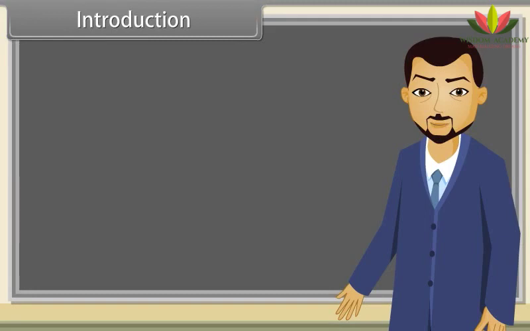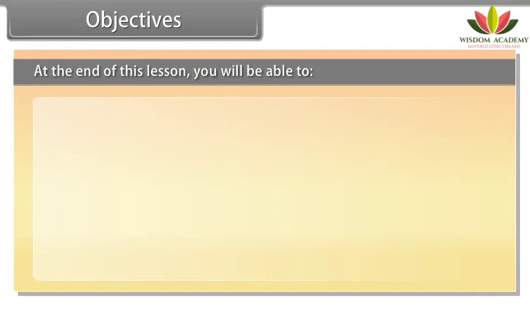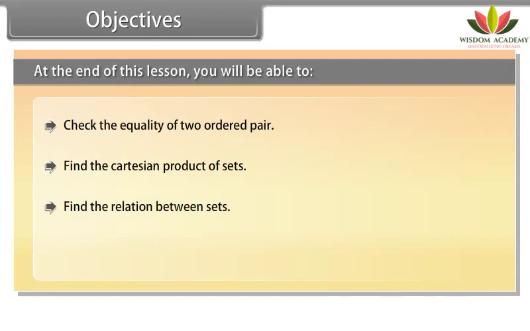In this lesson, you will learn the relations between two objects of two non-empty sets. Objectives. At the end of this lesson, you will be able to check the equality of two ordered pairs, find the Cartesian product of sets, find the relation between sets, and find the functions from the given sets.